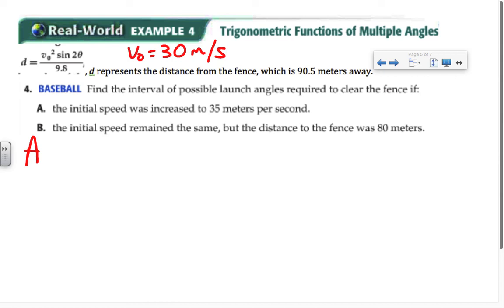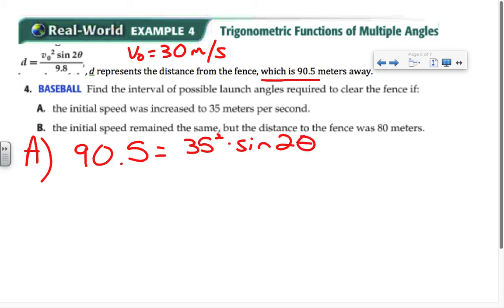I am changing the initial speed, that v sub 0, to 35, and I'm trying to find out at what angle I need to hit this ball so that I'm getting to the fence, which is 90.5 meters away. So 90.5, I plug in for D. V sub 0 is 35, which is being squared, times the sine of 2 theta over 9.8. So I'm solving for that theta, which means I need to get the trig ratio by itself.